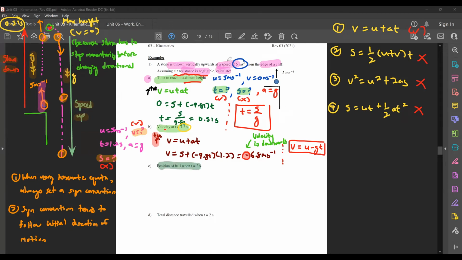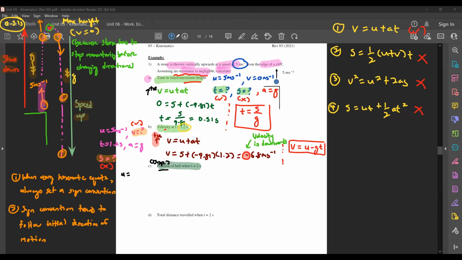Now, what's the position of the ball when t equals 2 seconds? You can try to see a few things again. Position, are they asking for distance? Now this one is actually asking for your displacement. They're not asking for distance. The distance moved is actually the last part. Your current question, in part C, is asking you for the position. When they say position, it's actually asking for the displacement.